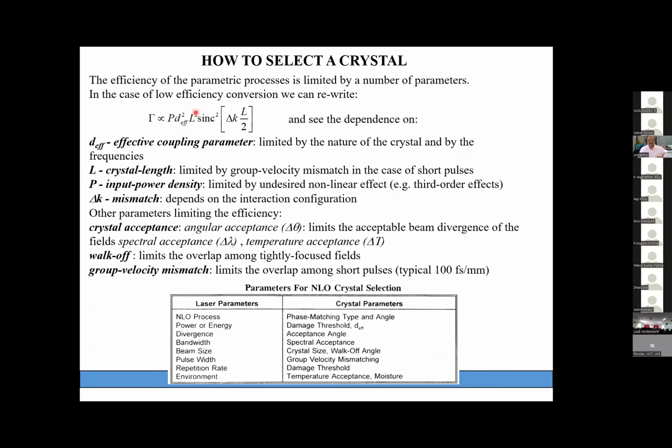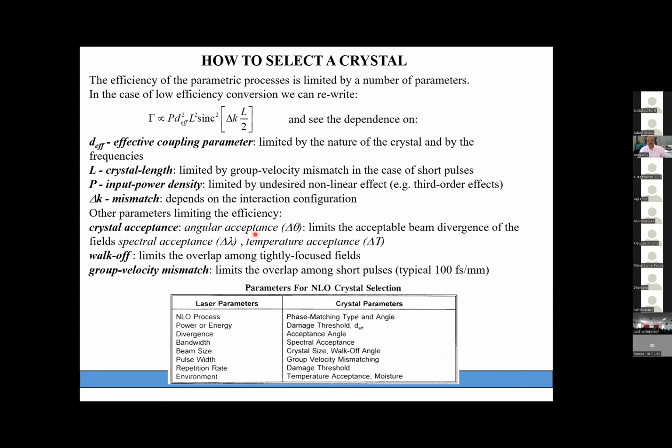You can also increase the length of the crystal, but you cannot continuously go on increasing the length. When you are using pulsed lasers, group velocity mismatch occurs. The difference between the group velocities of the fundamental and second harmonic will kill the nonlinear generation of the harmonics. You can increase the power density, but then it is limited by your damage threshold. If there are undesired third order effects, then power goes into third order and is not converted into harmonic generation. Try to get delta K as close to zero as possible, then you have maximum conversion efficiency.